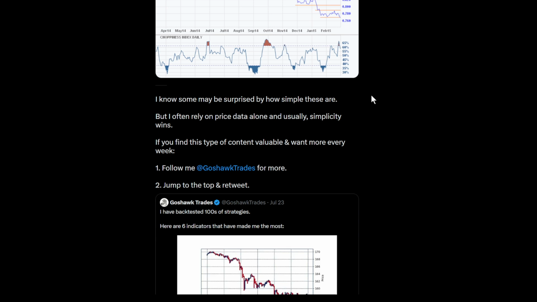As I mentioned at the start, I know that some of this may surprise you as they really are just simple, but a lot of my strategies now just rely on price data alone. So that could be candlestick patterns, it could be looking at highs over the past 30 days, things like that, which you don't really need an indicator for. You technically could create an indicator for them, as it's just a formula, but realistically, these are the most common ones that I'll be using.